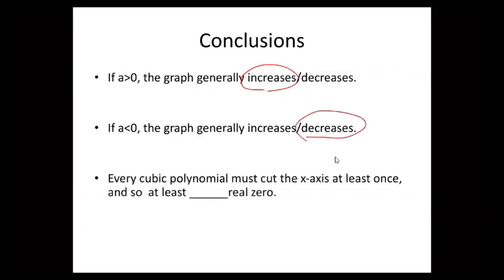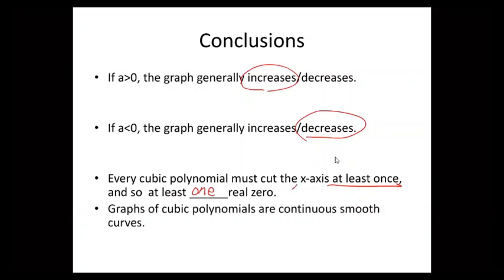Every cubic polynomial must cut the x-axis at least once. So at least 1 real 0. So basically, the parent function looks like that. So you have at least 1 real 0. If you're lucky, then you are going to have 2 real zeros or 3 real zeros. All different cases, 3 different cases, okay?